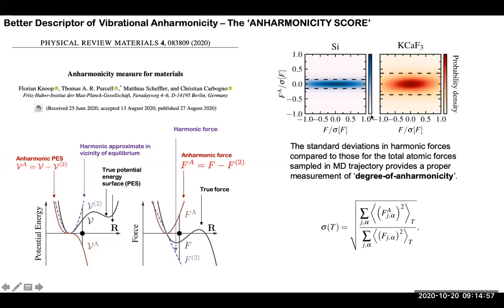And here is a comparison for silicon, which is very harmonic, with something that's quite anharmonic, the potassium calcium fluoride. You can see that for silicon, the standard deviation of this anharmonic force is much narrower compared to the anharmonic force distribution of these perovskite materials. And this standard deviation is basically what these people propose as a robust measurement of vibrational anharmonicity in the materials.